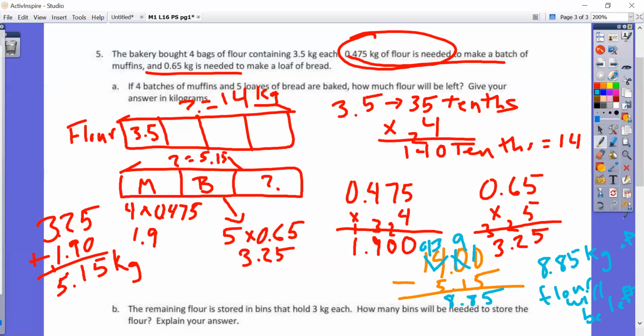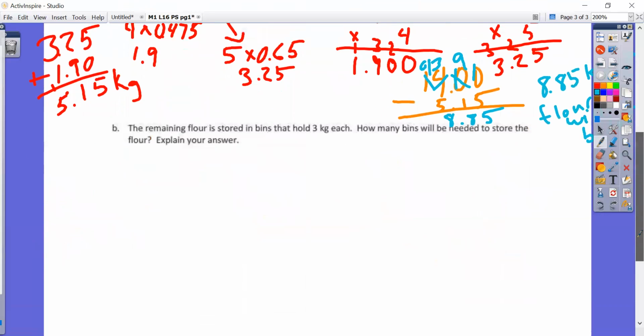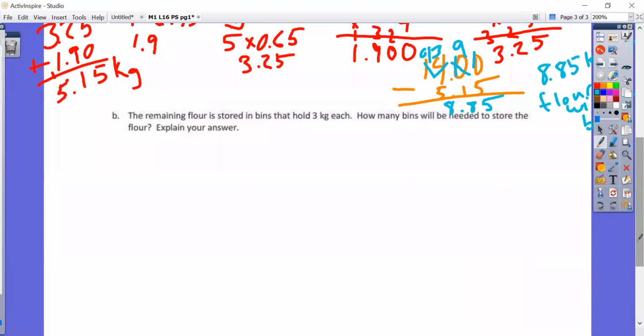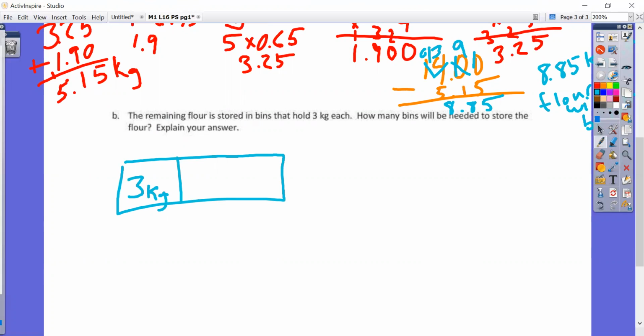All right, let's see what we can do down here. The remaining flour is stored in bins that hold 3 kilograms each. So we know that each group has 3 kilograms, but we don't know how many groups we'll need. We know that we have 8.85 kilograms to work with. So we need to divide 8.85 divided by 3.